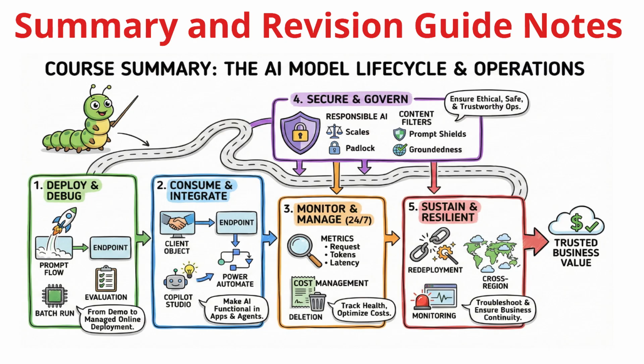Once operational, we must 24/7 monitor and manage metrics and costs. Crucially, we secure and govern the entire process using responsible AI guardrails and content filters. Finally, we ensure the system is sustainable and resilient against any failures. Following this roadmap is how we arrive at our destination, trusted business value.